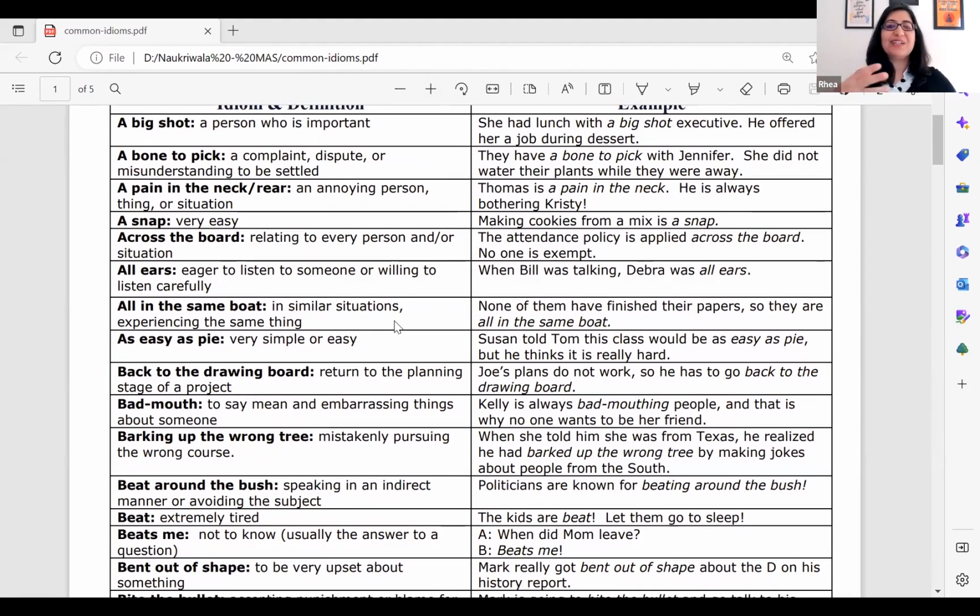Now, get the hang of it is also an idiom, which basically means with practice, you get used to it. It becomes very easy for you because you have practiced, right? So take a pause. Don't be lazy. Put that sentence in and then continue watching this video.